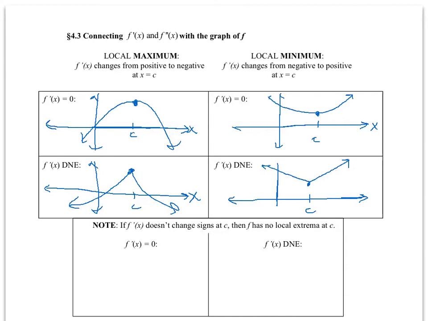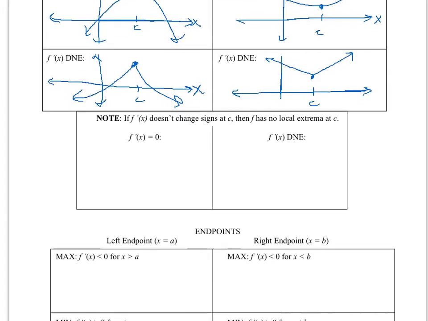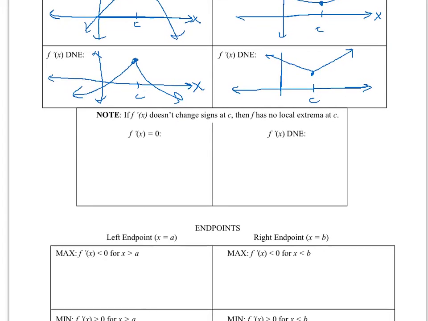Okay, so those are local minimums. The first picture shows where the derivative equals 0, and the second picture shows the derivative not existing. Remember, these are critical points. Critical points are where derivatives equal 0 or fail to exist at interiors. Just a reminder, if your derivative does not change signs, then you have no local extrema.